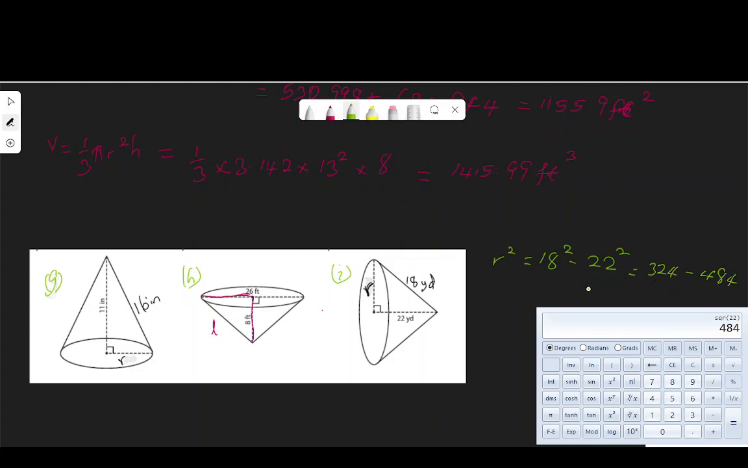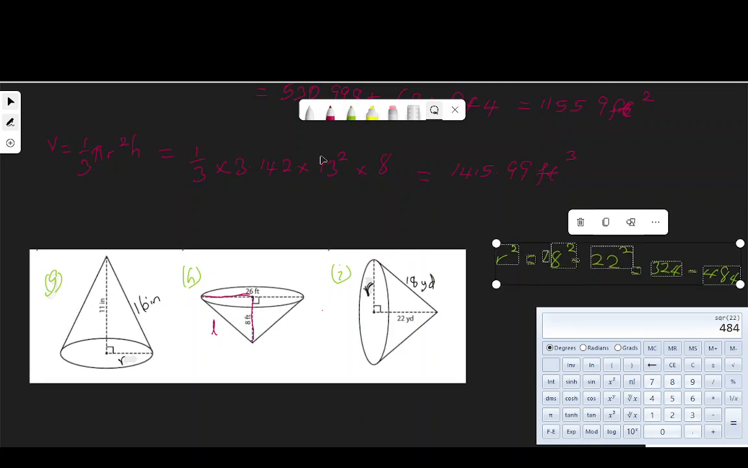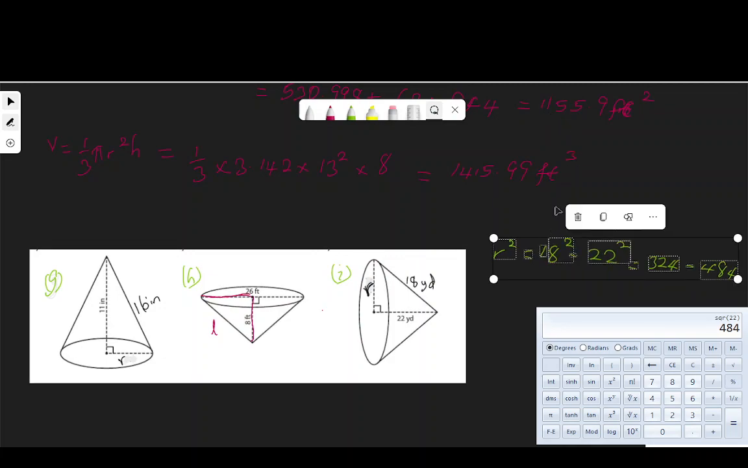What did I do? Oh, I'm supposed to do the reverse. Sorry, let's redo that. I cannot take the square root of a negative number.